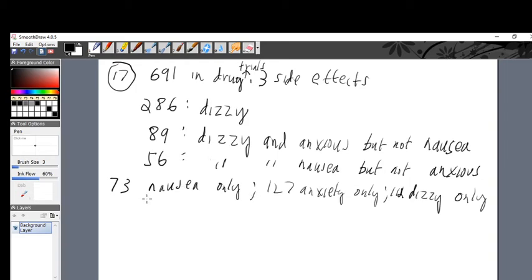And one last piece of information they give us, this is it. 622 had at least one of the 3 symptoms. Okay, that's all their information. It's a significant amount of information, but that's it.